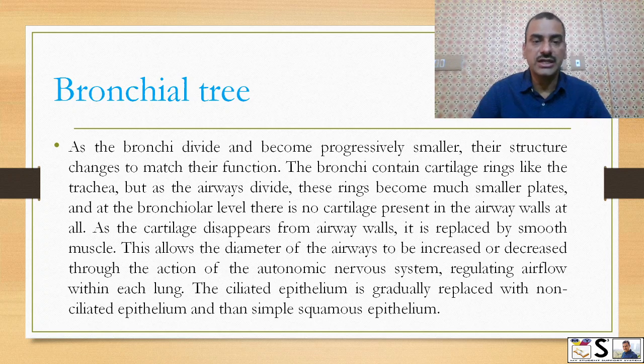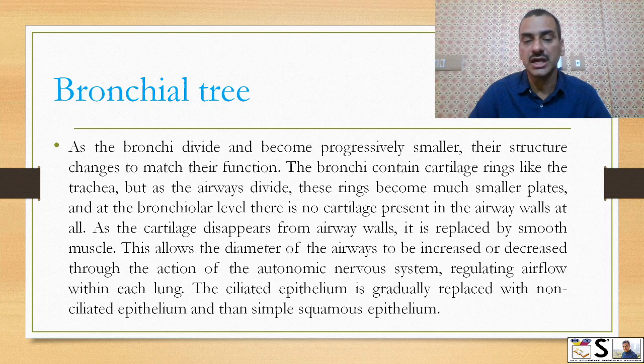As the bronchi divide and become progressively smaller, their structure changes to match their function. The bronchi contain cartilage rings like the trachea, but as the airway divides, these rings become very small, and at the bronchiolar level, there is no cartilage present in the airway. As the cartilage disappears from the airway walls, it is replaced by smooth muscle.